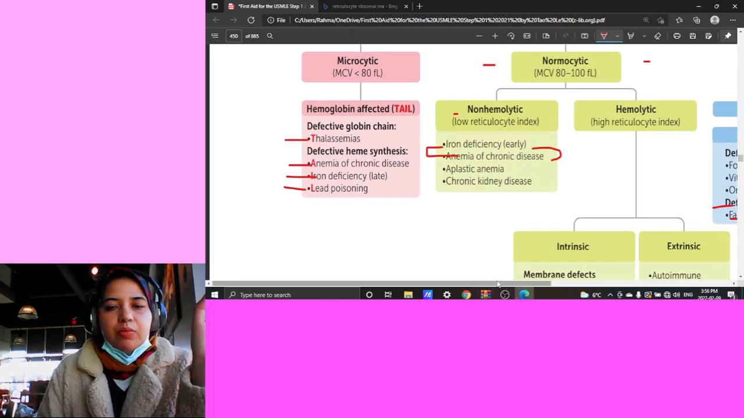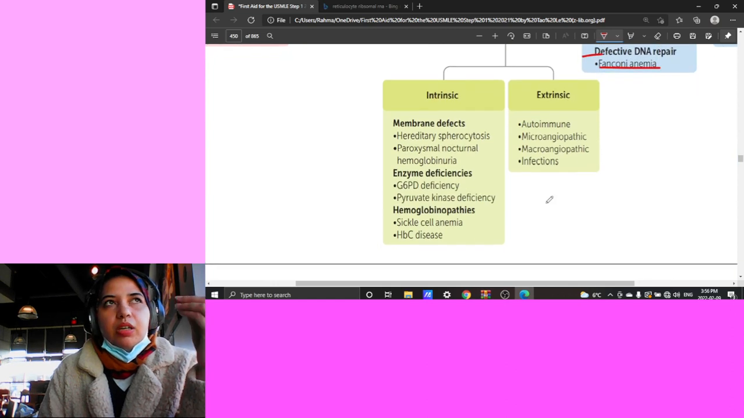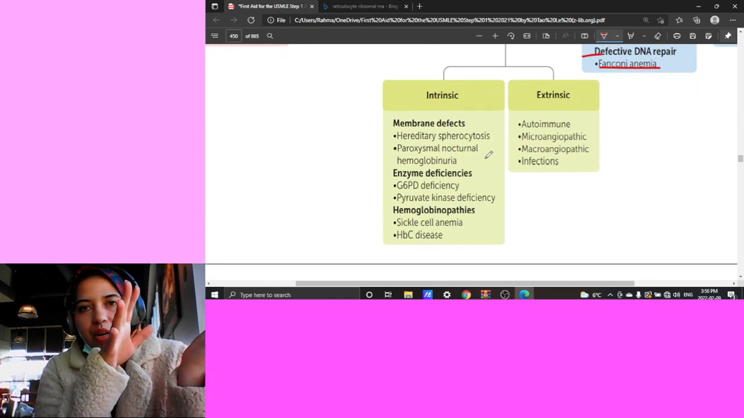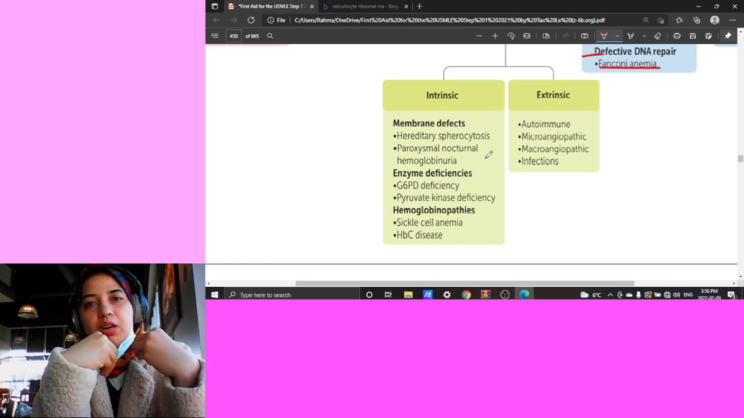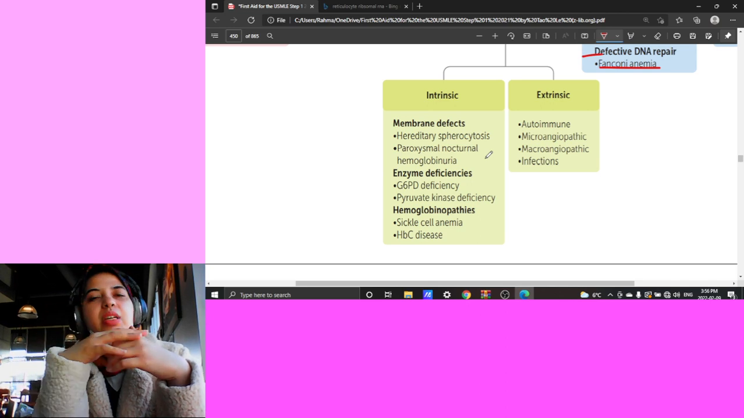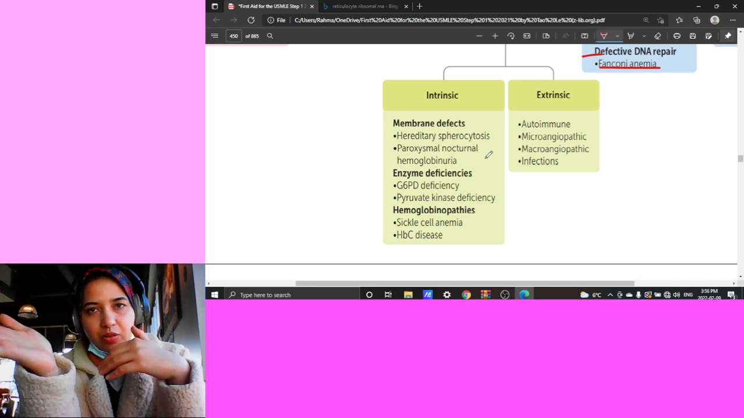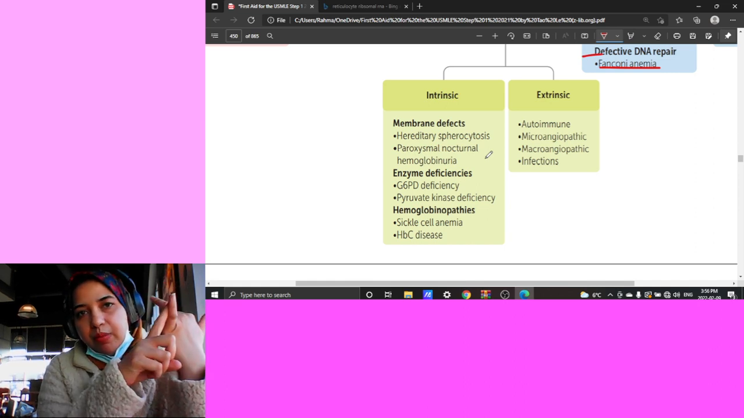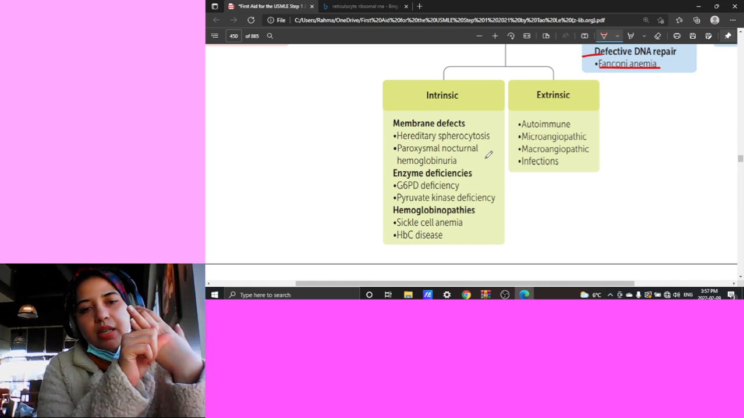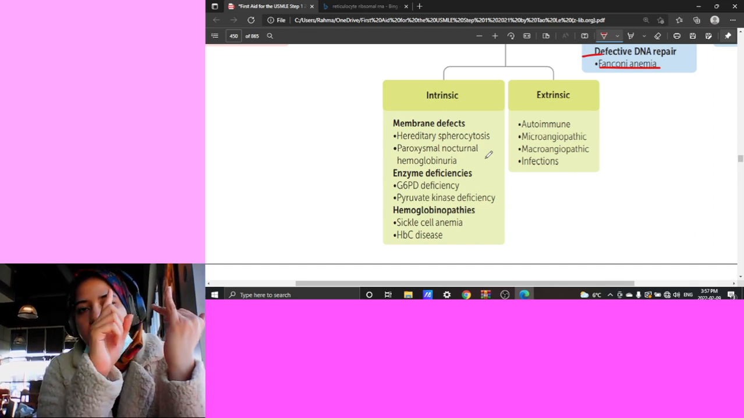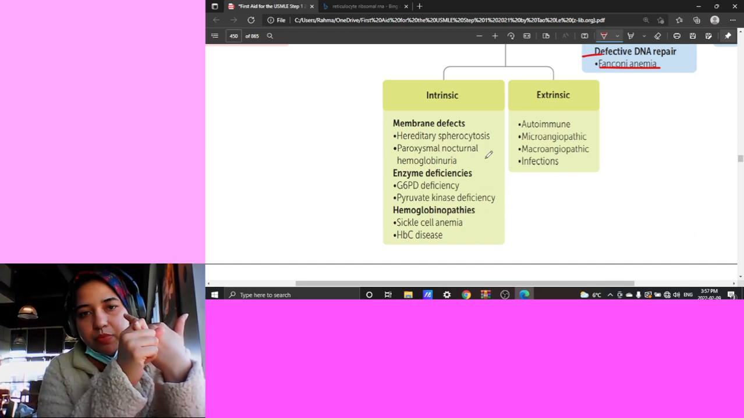The hemolytic type is the one that you might get confused by, but it's very simple to understand. Why are the RBCs being destroyed? Are they being destroyed because of an issue with the RBC, or is hemolysis happening because of something extrinsic to the RBC, something out of its control? So it's easier to start with the intrinsic. Intrinsic, either I have a defect in my membrane, or a defect in my enzyme, or a defect in my hemoglobin.